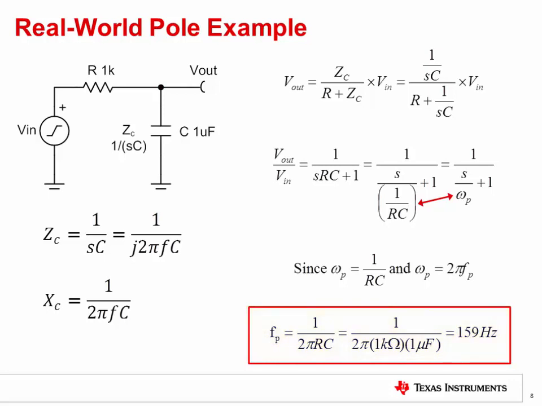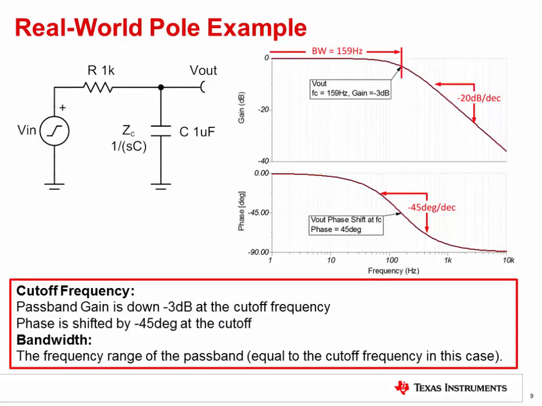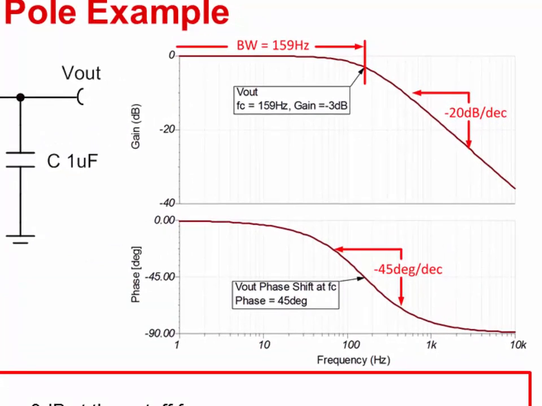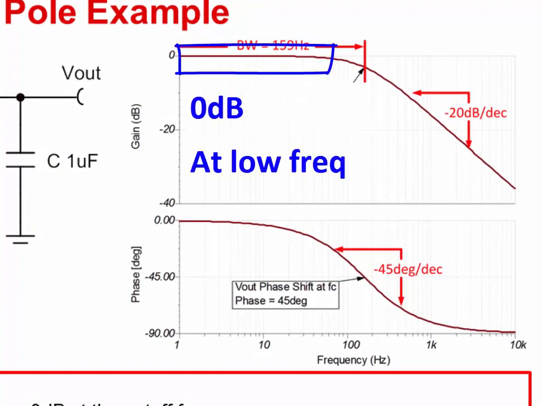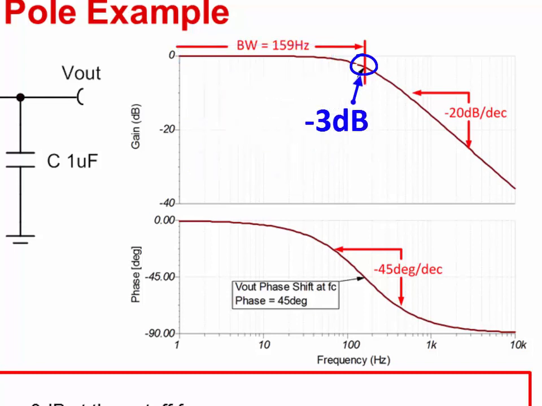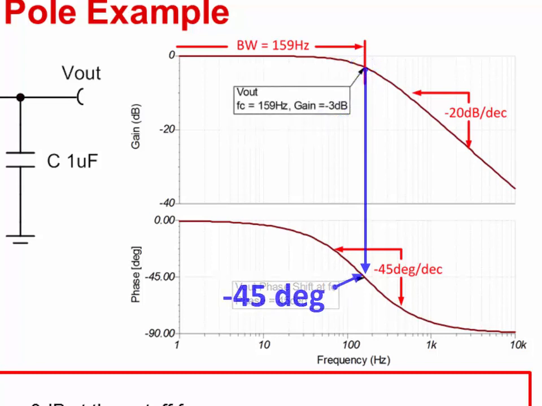Let's graph this function. This figure shows the Bode plot and the phase shift plot for the RC circuit. Recall that at DC, a capacitor acts like an open circuit. In this case, the entire input signal is seen across the capacitor, so the gain is 1 volt per volt, or 0 dB. Notice that the magnitude of the gain at the pole frequency is minus 3 dB. Also notice that the phase at the pole frequency is minus 45 degrees.